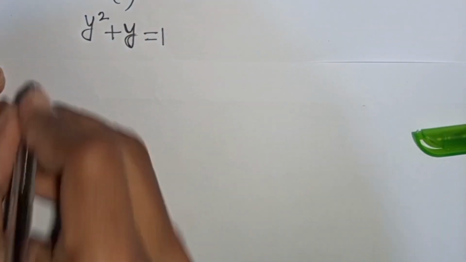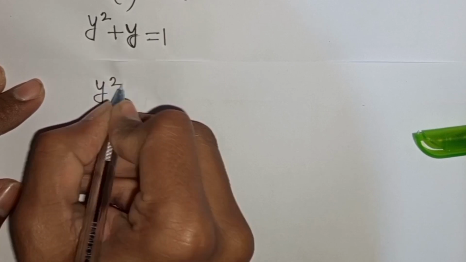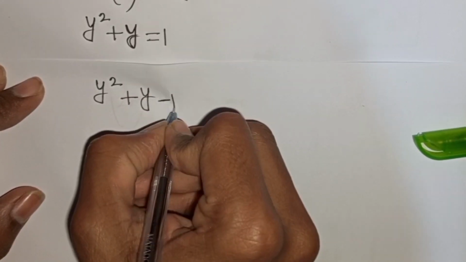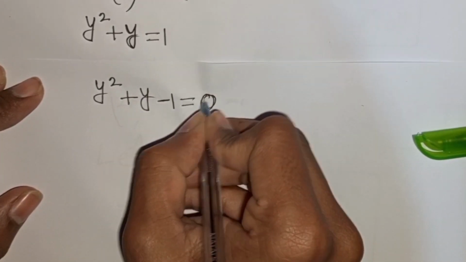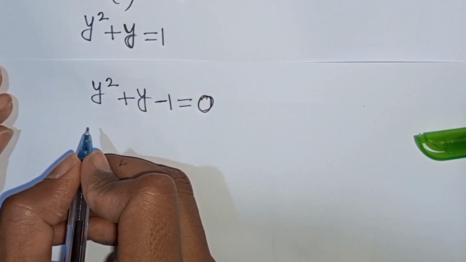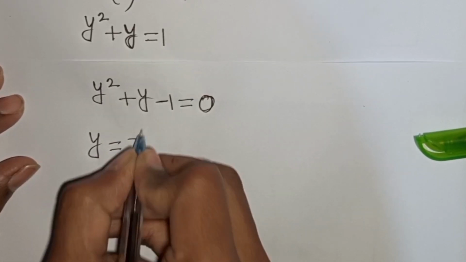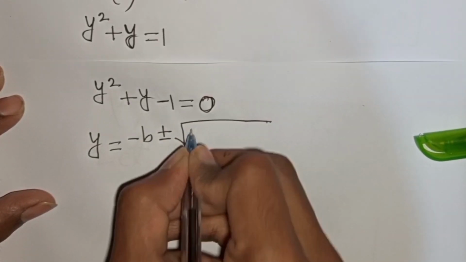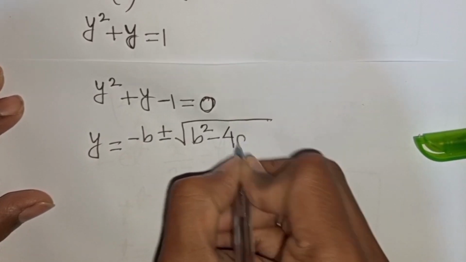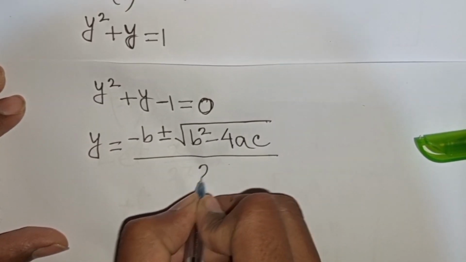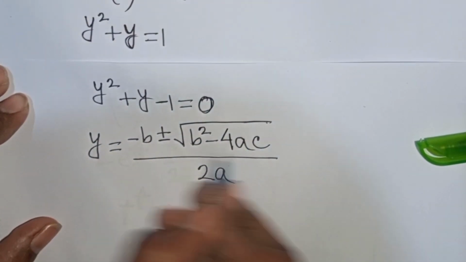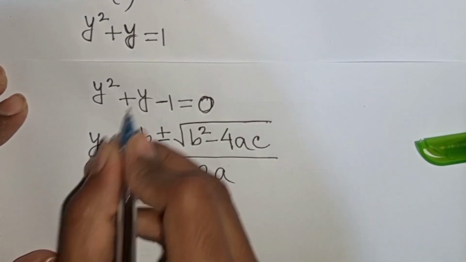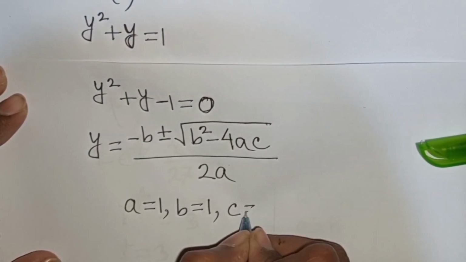Now we can write here y square plus y, then this plus 1 take to the left side, so this will be minus 1, then is equal to 0. Now here you can apply a quadratic formula. So you can write here y is equal to minus b plus or minus square root of b square minus 4ac divided by 2a. Here a will be equal to 1, b will be equal to 1, after that c will be equal to minus 1.